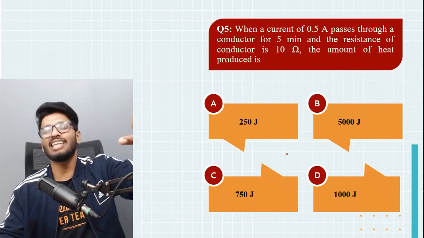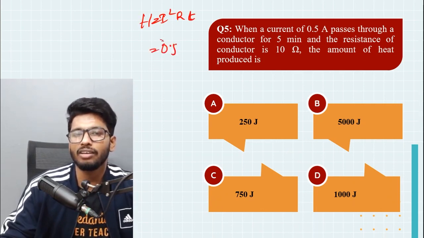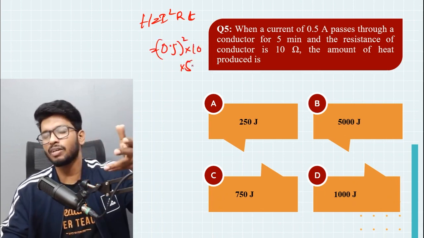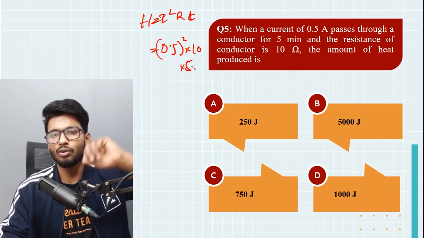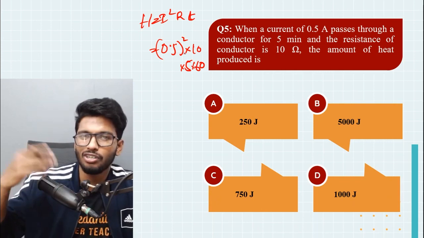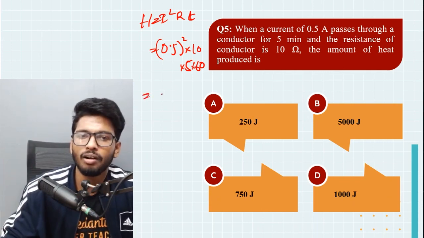Again, use the same formula, people. Same Joule's law of heating. H is equal to I square R T is the same formula that you have to go with. So it's 0.5 square into resistance, which is 10 ohms, into 5 minutes. Now convert that to seconds, because you have to calculate in terms of joules. So into 60, you have to convert it to seconds. So convert that, multiply with 60. So what will you get?